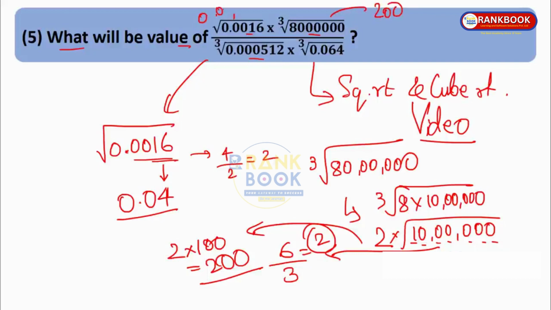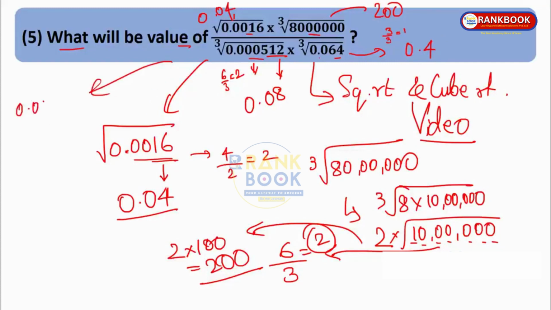For this, the answer is 0.04. For this, 512 is the cube of 8. 1, 2, 3, 4, 5, 6, 6 decimal places after the decimal point. So in the cube there are 6 decimal places, so the cube root will have 6 divided by 3, 2 decimal places. So we'll have 0.08. And for this, 64 is the cube of 4. There are 3 decimal places after the decimal point. Since the cube has 3 decimal places, the cube root will have 3 divided by 3 equal to 1 decimal place, that is 0.4 would be the answer. So let us simplify.